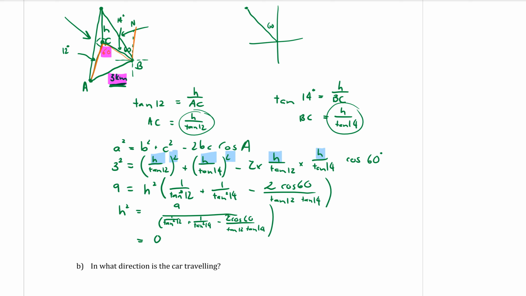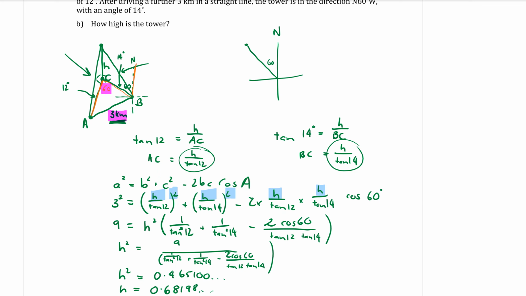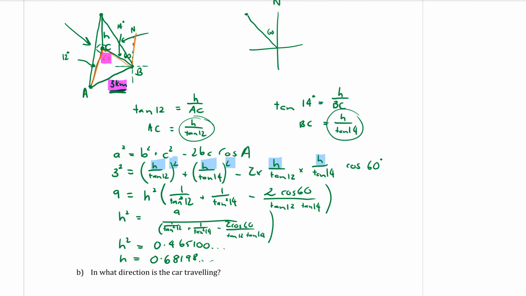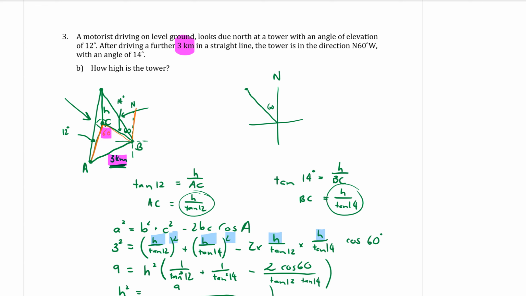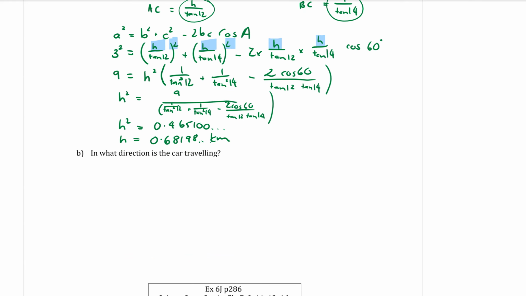And that should come out to be 0.465100, more decimal places. Then I need to square root that to get h by itself, which is 0.681.98, more decimal places. The question asks us to find the height of the tower. It doesn't actually tell me where to round it. Now, the reason that's such a small number is because the only measurement that I used in that was in kilometers. So that would be in kilometers as well, which might be more reasonable to give an answer in meters. So over here, I'm going to say, therefore, H equals, if I times that by 1,000, that would be 681.98, or I'm going to round that to be 682 meters to the nearest meter.